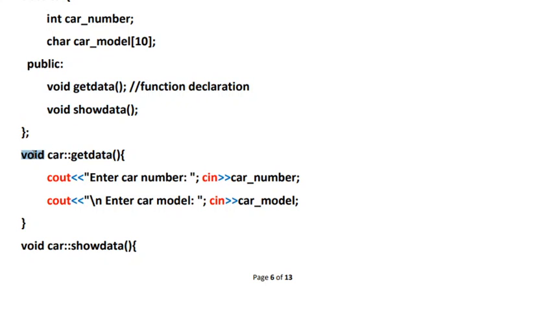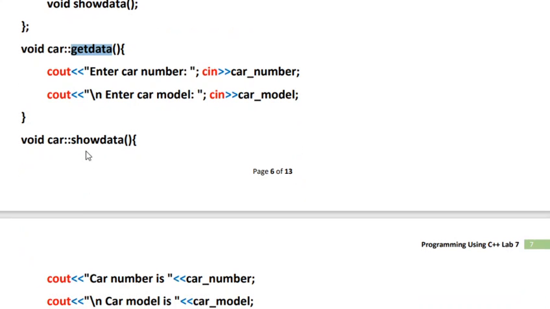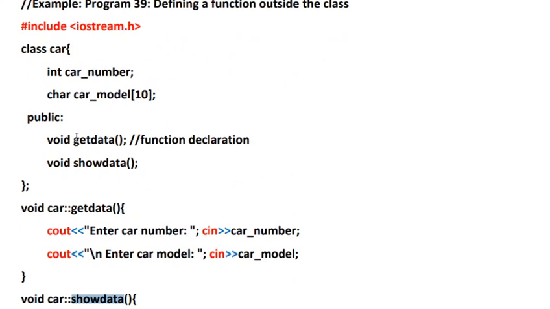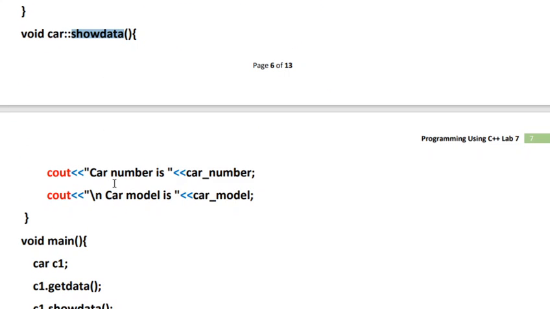We need to specify the return type, the class name, the scope resolution operator, and then the function name. So it will be get data. Likewise, we have the show data function that's declared inside the class. So now it will show, so I have a cout statement here, so it will display the content.